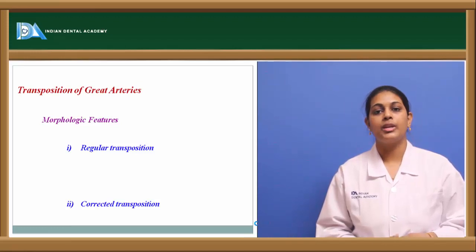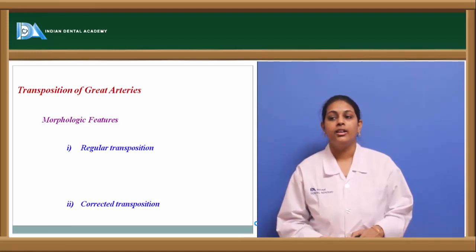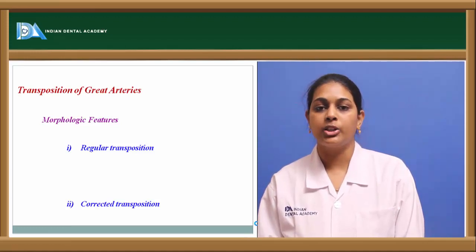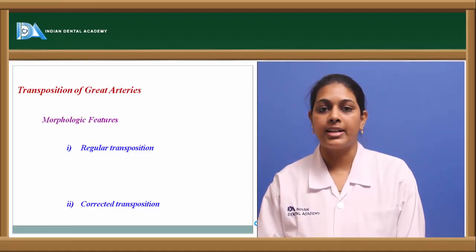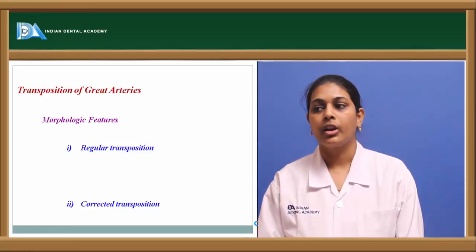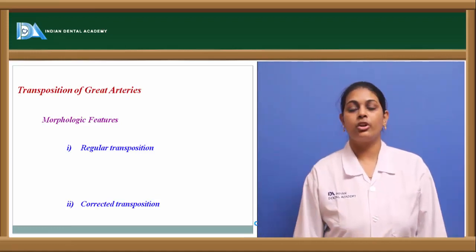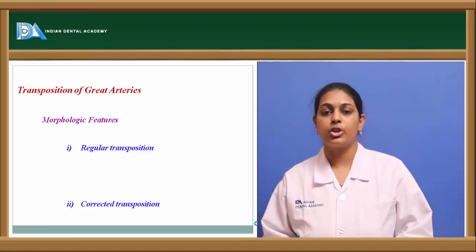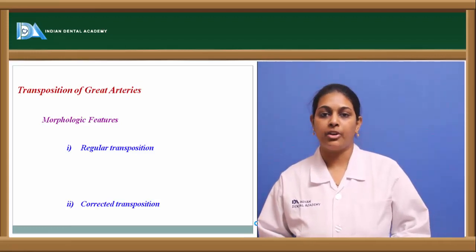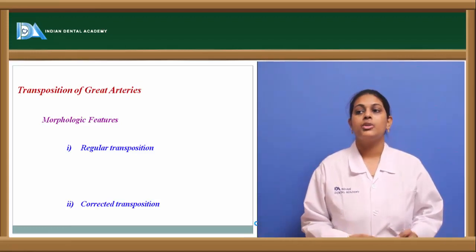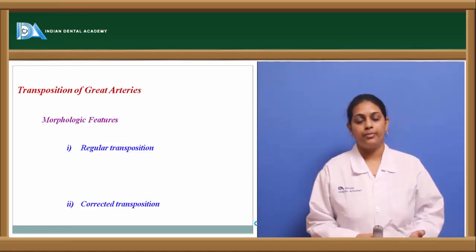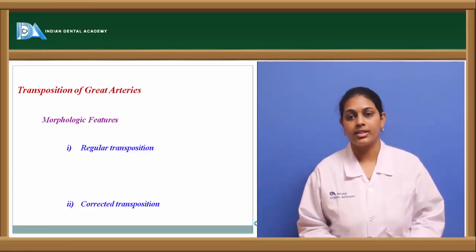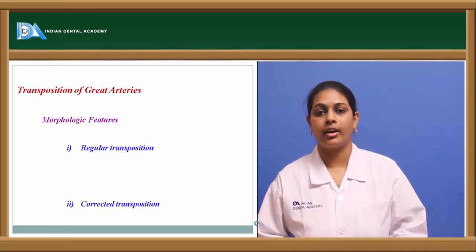Whereas in corrected transposition, there is similarly a transposition of the great arteries, where they emerge from the aorta and drain into the right side. In the case of corrected transposition of the great arteries, we usually find malformations, where there is a transposition. It could be of the aorta, the pulmonary trunk, or the atria in relation to the ventricles. So when we see any abnormal positioning of these major structures within the heart, this is known as transposition. This transposition is characterized by two types, the regular transposition and the corrected transposition.